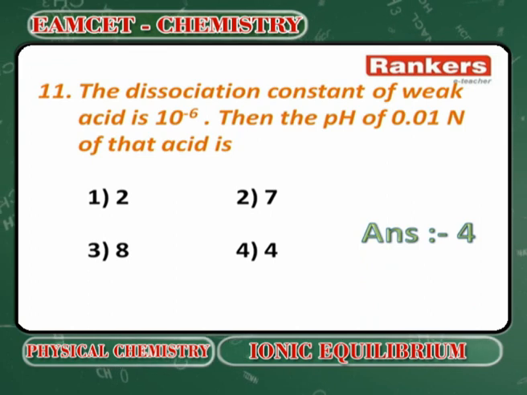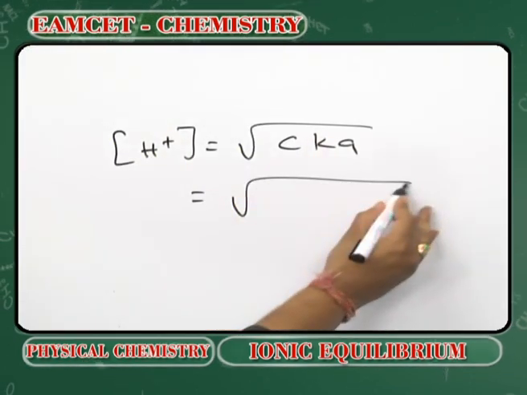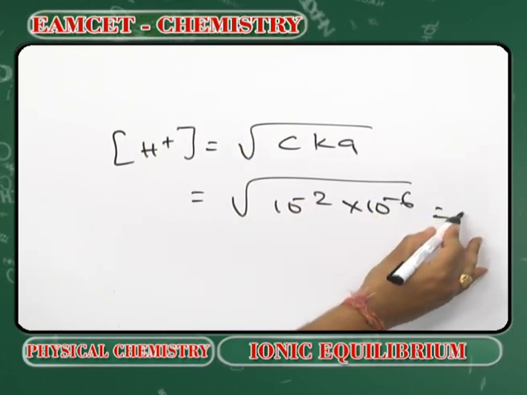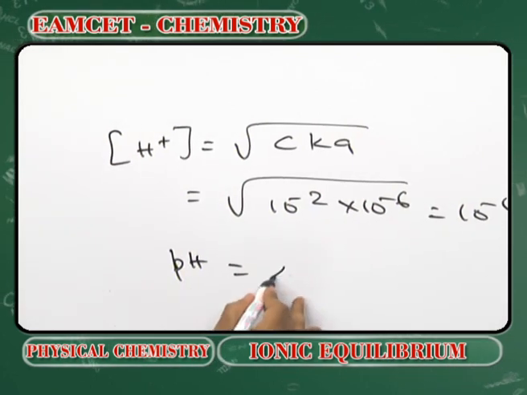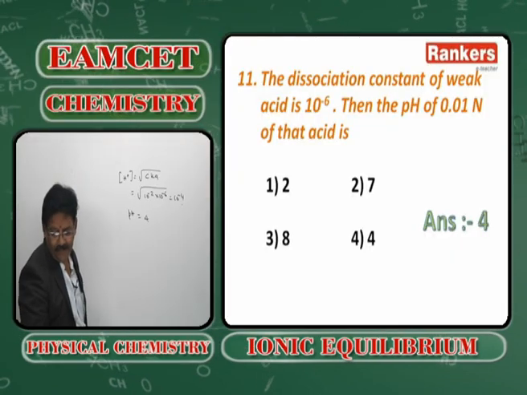Next, the dissociation constant of a weak acid is 10 to the power of minus 6. What is the pH of that acid? H plus ion concentration in the case of a weak acid is equal to root of C Ka. What is C here? 10 to the power of minus 2 times 10 to the power of minus 6 gives 10 to the power of minus 4. So therefore pH will be equal to 4. Next question.